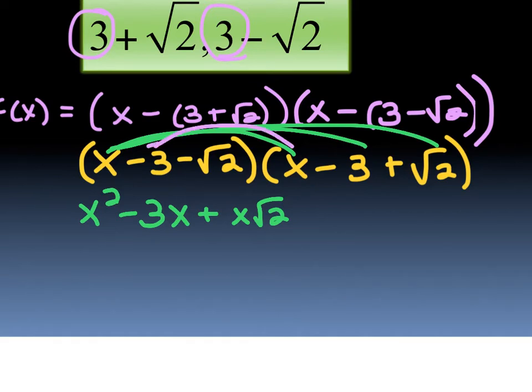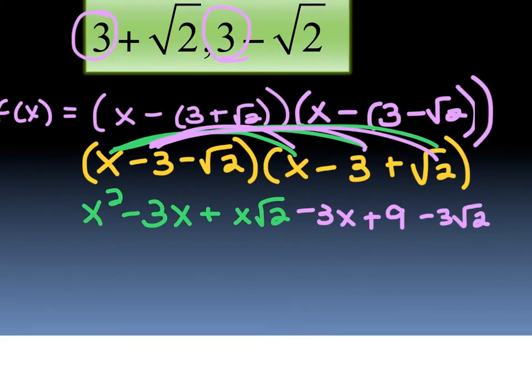Then the negative 3 goes to all 3. So negative 3 times x. Negative 3 times negative 3, which is positive 9. Negative 3 times root 2, which is minus 3 root 2.